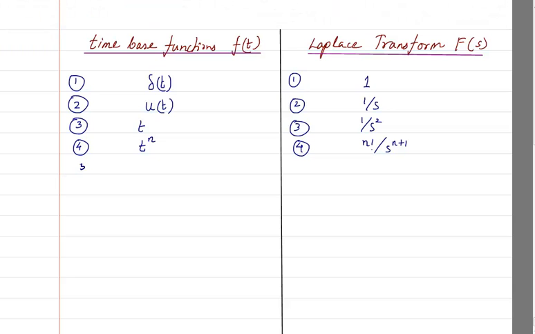So the fifth result is e raised to power minus at. I'm not going to write u of t now. I will get the result as 1 by s plus a. So this is another important result that we have got.